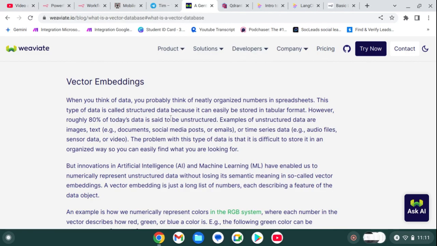When you think of data, you probably think of neatly organized numbers in a spreadsheet. This type of data is called structured data because it can easily be stored in tabular format. However, images, text documents, social media posts, emails, or other types of unstructured data, for example audio files, sensor data, or video, are difficult to store in an organized way, so it is hard to easily find what you are looking for.